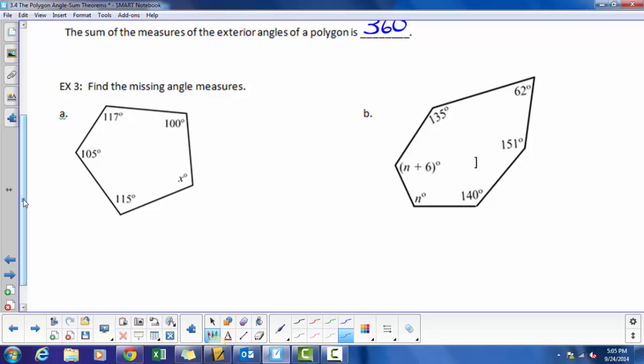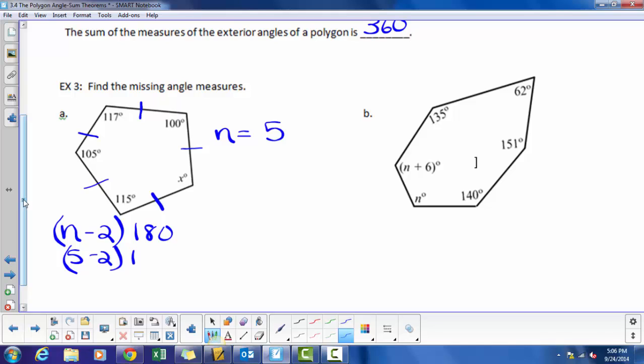The first thing I'm going to do is count the number of sides. 1, 2, 3, 4, 5. So in this case, n equals 5. And I'm going to use the formula (n minus 2) times 180. I'm going to substitute in my sides, so 5 minus 2 times 180, 3 times 180 equals 540.